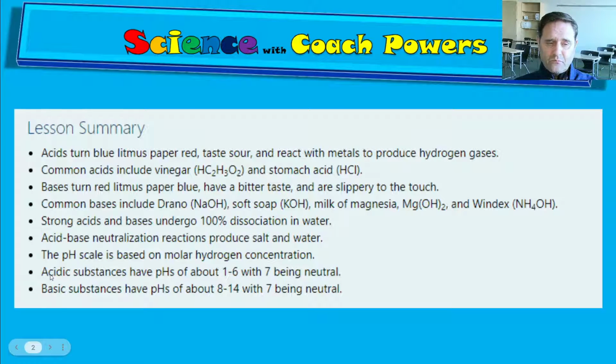Okay. Acidic substances have pHs of about 1 to 6, with 7 being neutral. That's your basic pH scale, if you've ever seen that in the past. I hope you have. Basic substances have pHs of about 8 to 14. Now, if you look at it, the lower numbers are acids and the higher numbers are bases: you start with A in the alphabet and end with B, so you have acid first, base last, just like an alphabet sequence.